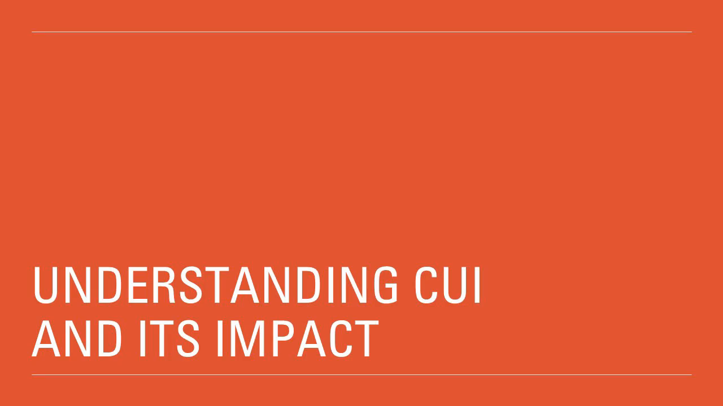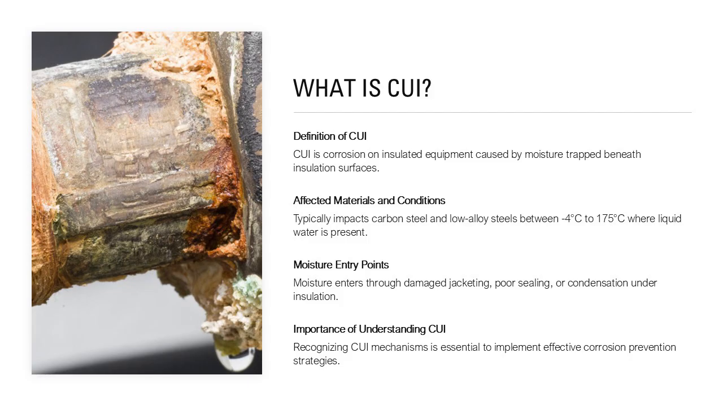First, let's understand what CUI is and why it's critical for asset integrity. CUI refers to localized corrosion occurring on the external surface of insulated equipment due to moisture ingress beneath insulation. It typically affects carbon steel and low-alloy steels operating within -4 degrees Celsius to 175 degrees Celsius, where water can exist in liquid form. Moisture enters through damaged jacketing, poor sealing, or condensation, creating an environment conducive to corrosion. Understanding this mechanism is crucial for implementing effective preventive measures.